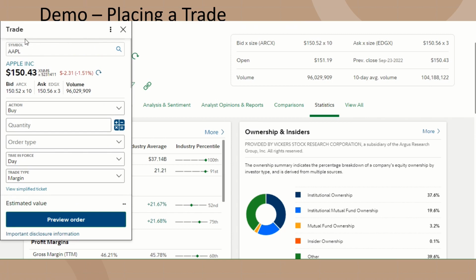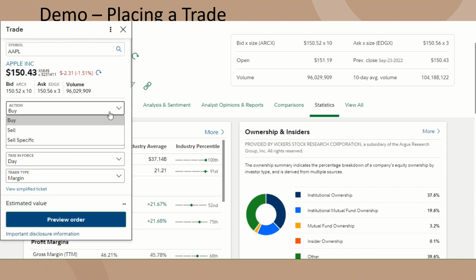Once you click on that, this window opens up where you see the Apple stock symbol, the price, the bid and ask price, and the volume. Now the action here, you can say buy and sell. And if you already own stock, then you can sell specific lots. We will come to those in later advanced sessions. Let's focus only on the buy and sell here.